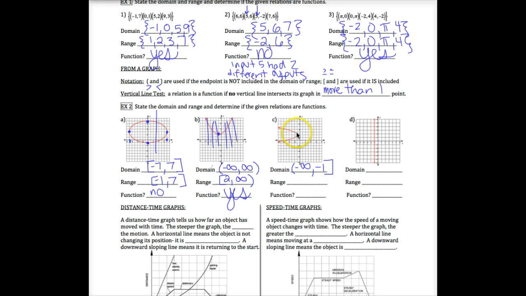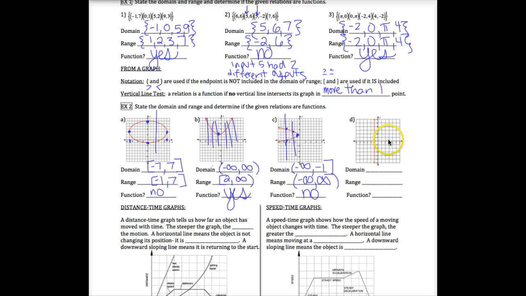The range, it's going to keep going down slowly this way, going to keep going up slowly this way, so that means the range is from -infinity to +infinity. Function test, nope. Fails the vertical line test. This vertical line touched twice, so did this one.